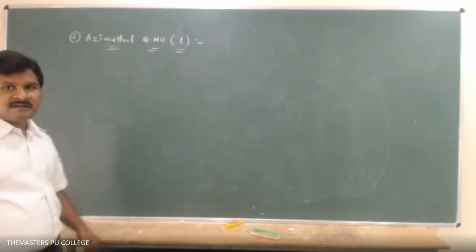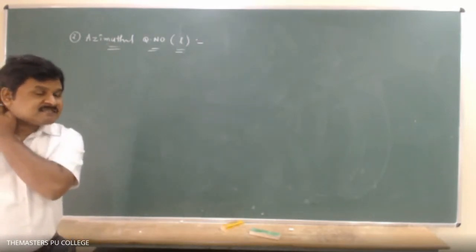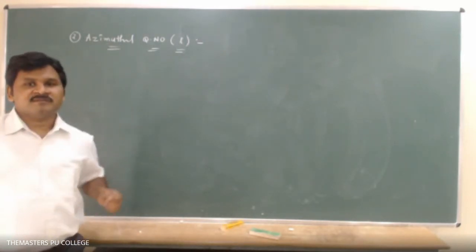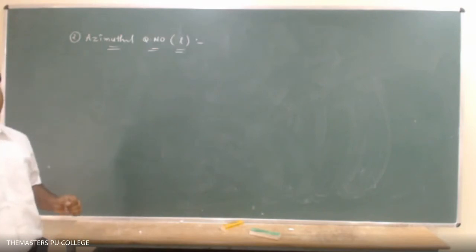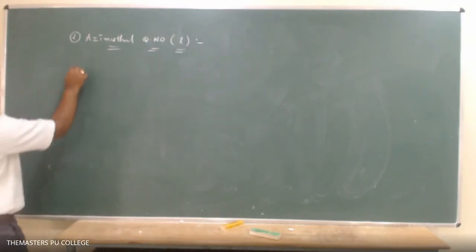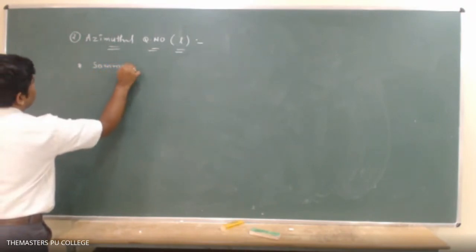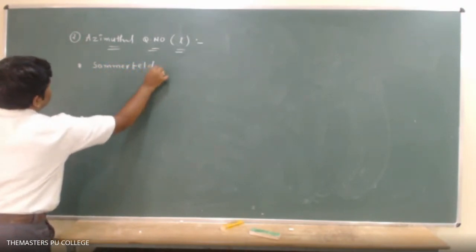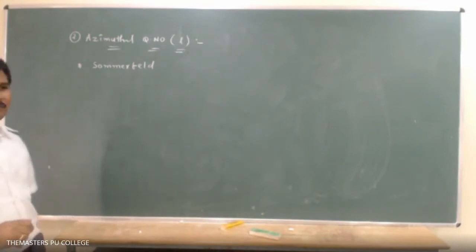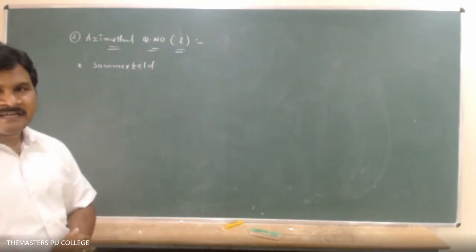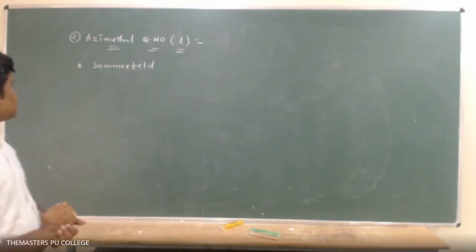Okay. Azimuthal quantum number. This azimuthal quantum number was proposed by Sommerfeld. Not Sommerfield, Sommerfeld: F-E-L-D, not F-I-E-L-D. Sommerfeld.